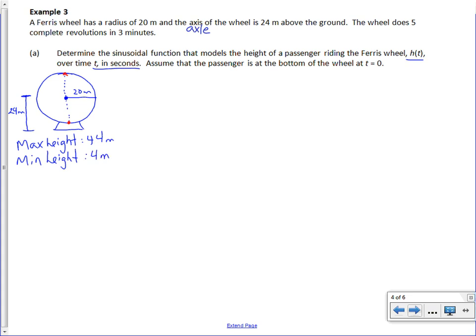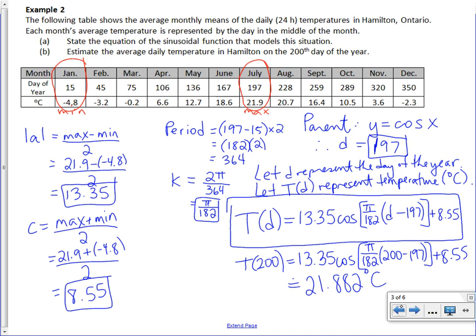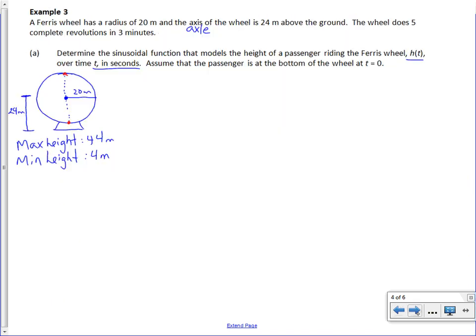Okay. So I'm going to go about this using the same rules we just did twice, where I'm going to find my A and my C using my rule with max minus min over 2, max plus min over 2. But hopefully you recognize something that maybe we don't have to do this for Ferris wheel questions. Okay, you might notice something. Let's see what you notice. So magnitude A equals max minus min over 2. So that's 44 minus 4 over 2. 40 over 2 is 20. Wait a second.